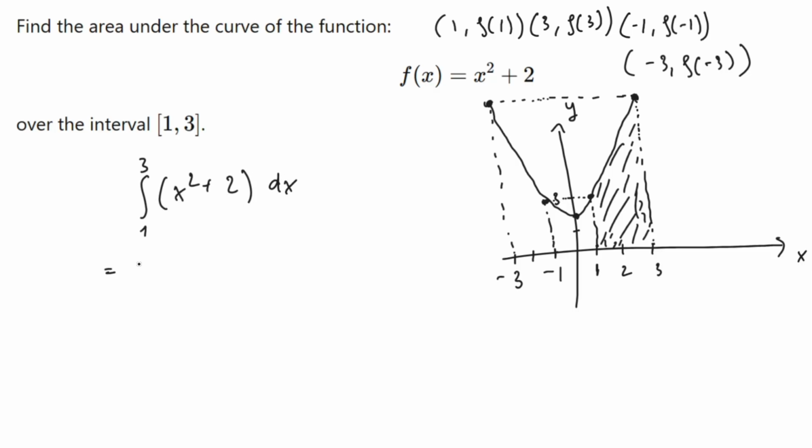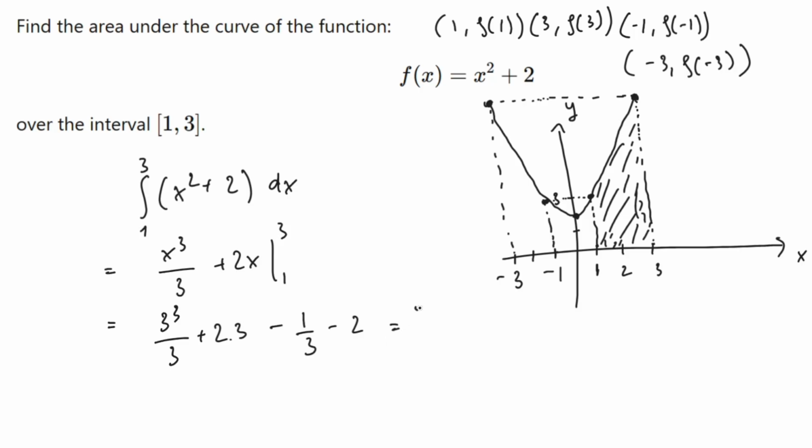Then if you want to find the integral, you just find the antiderivative of it. The antiderivative of x squared plus 2 is x cubed over 3 plus 2x, from 1 to 3. Then you plug in 3 into this function, and then you plug in 1 into this function, and you take the difference. So this is 3 cubed over 3 plus 2 times 3, minus 1 over 3 minus 2. So this is equal to 38 over 3.